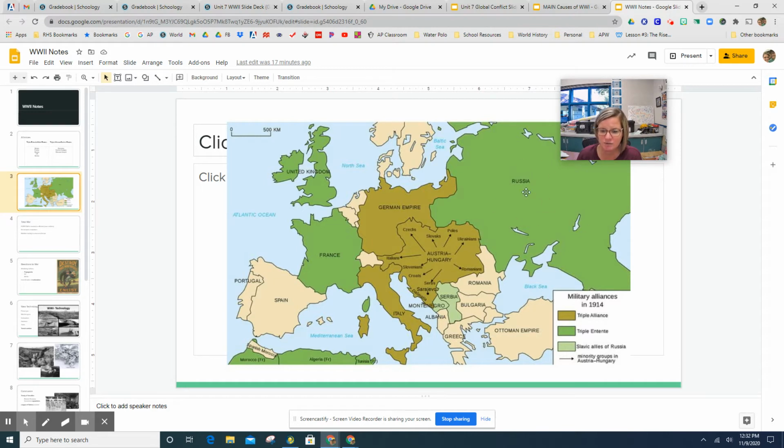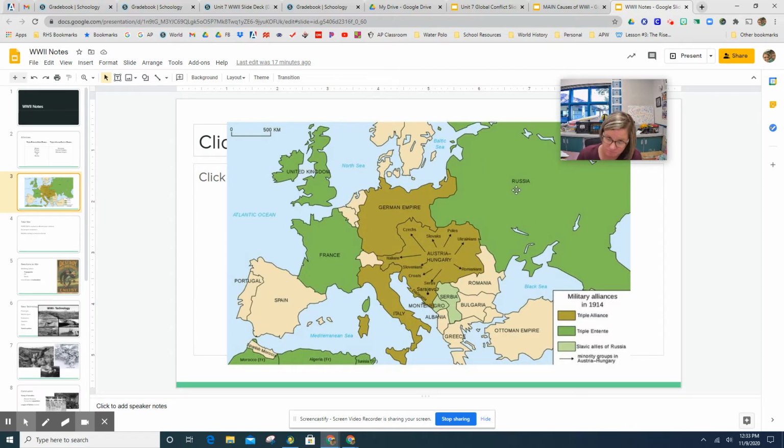So we've got all of these light lime green people. Okay, these are the Triple Entente. That's going to turn into the Allies. These weird green people, okay, that is the Triple Alliance, and they are going to turn into the Central Powers. And you can remember that because they're in the center of Europe and they're surrounded by everybody.